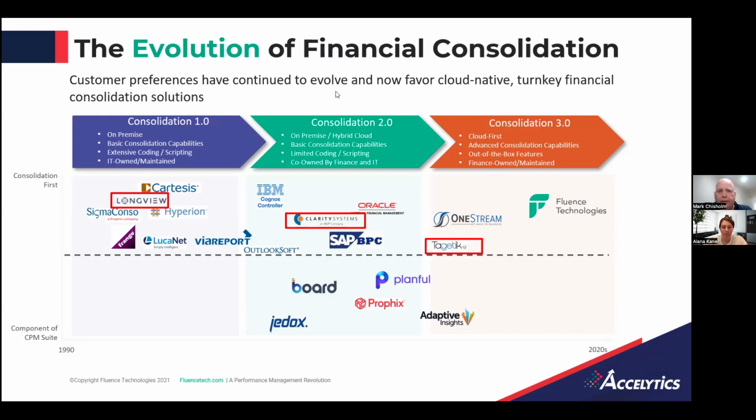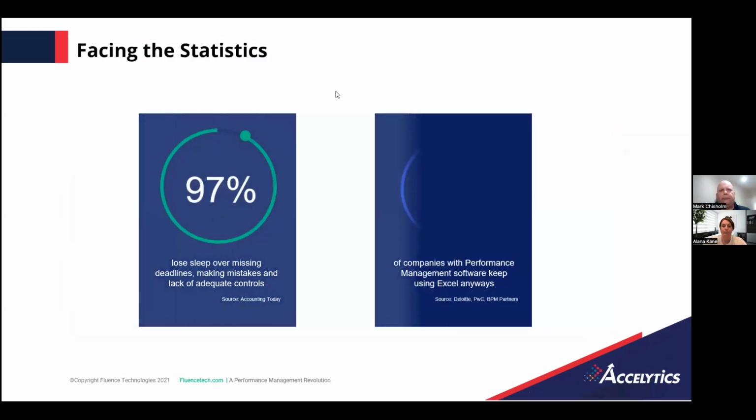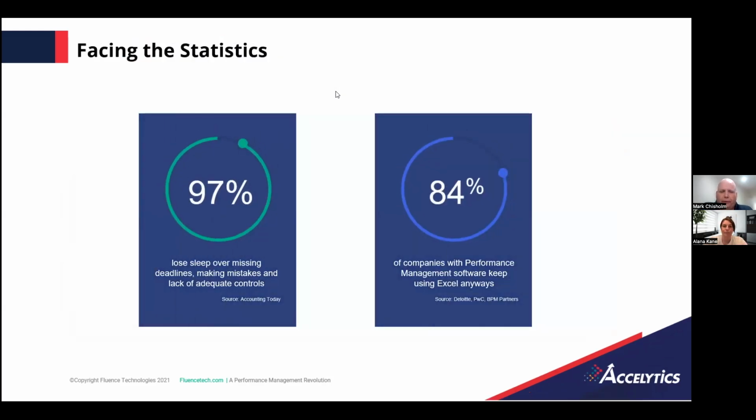So is there a solution that addresses the consolidation process? Absolutely. And the Fluence Anaplan offering addresses that from a pure cloud first, pure business owned and maintained approach, really for the first time. What are some of the statistics that we see out there that are a little bit worrying? As an accountant, worry is part of an accountant's DNA, right? So, 97% stated that they lost sleep over missing deadlines, making mistakes, and lack of adequate controls.